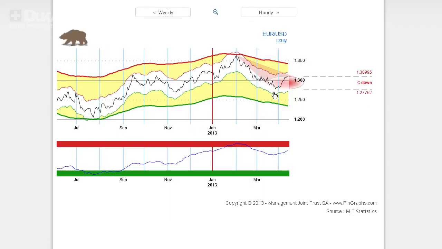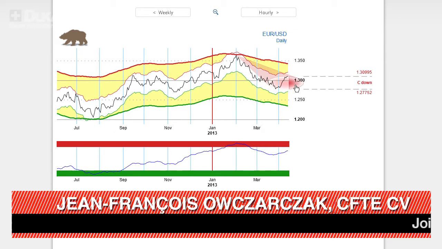So we've reached the initial targets of this correction zone. We had a bounce. The time target of this correction zone allows us to think that there could be some more retesting of this zone before this correction is over.